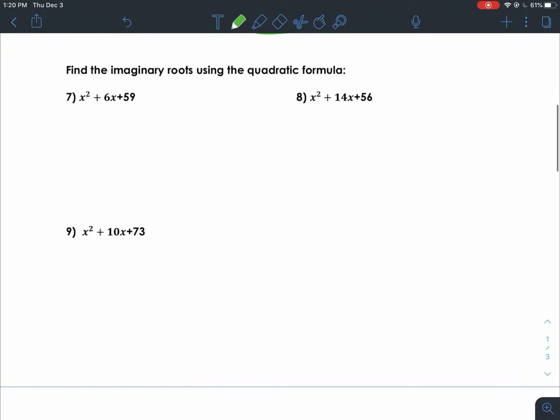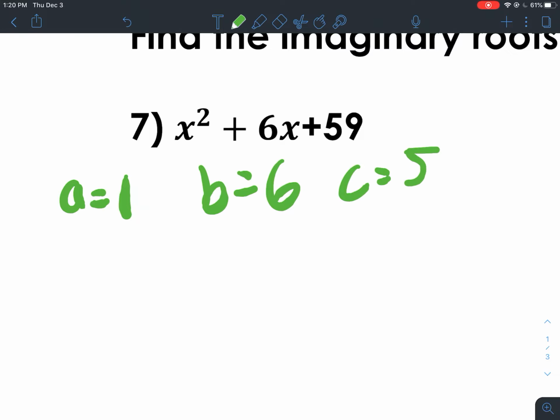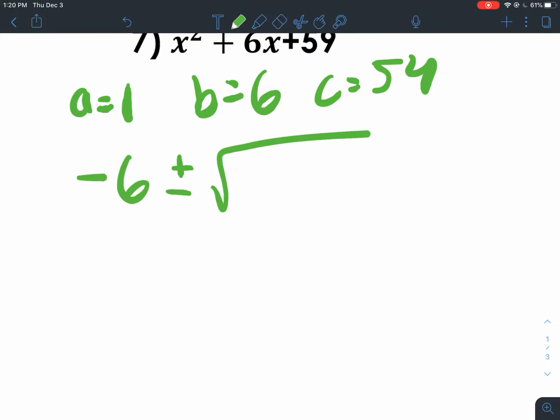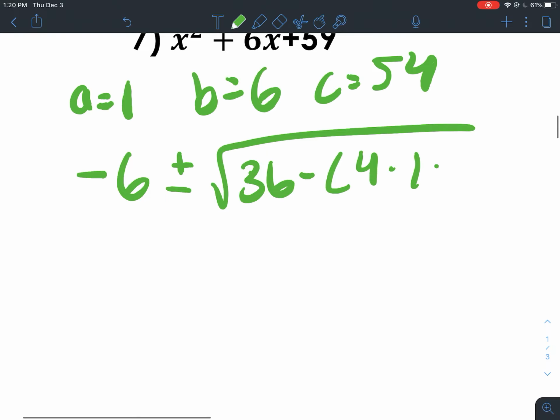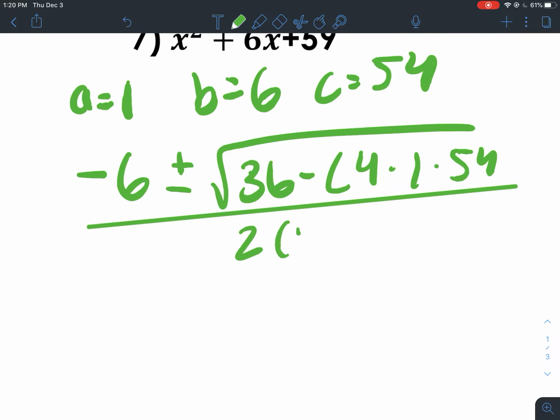Now for number 7, it tells us to use the quadratic formula. So we're going to go ahead and identify a, b, and c. a equals 1, b equals 6, and c equals 54. So we're going to go ahead and plug this into the quadratic formula. We get -6 plus or minus the square root of 36 minus 4 times 1 times 54, all over 2 times a, which is 1.